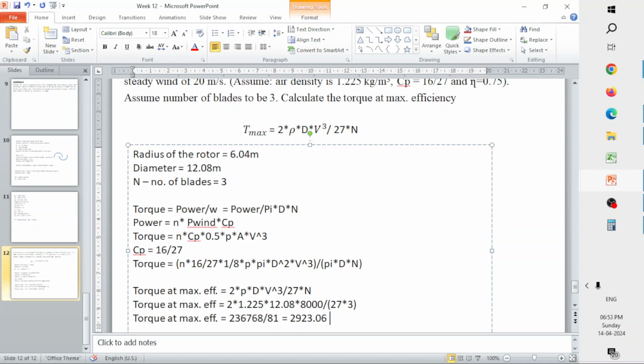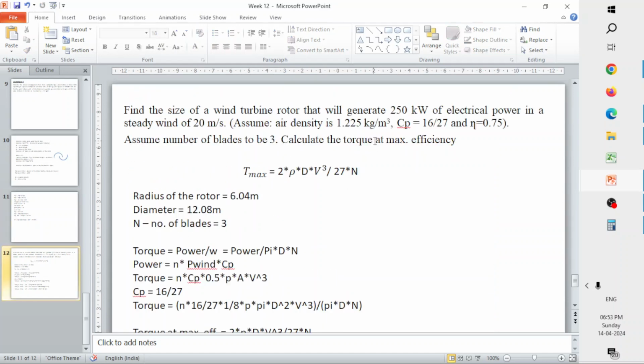of torque? So torque is expressed in Newton meter. Torque is nothing but force times distance, F times r. For force it is Newton, and for r or L, whatever length parameter, it will be meter, so Newton meter. So this is an example where they will ask you to calculate the torque at maximum efficiency.